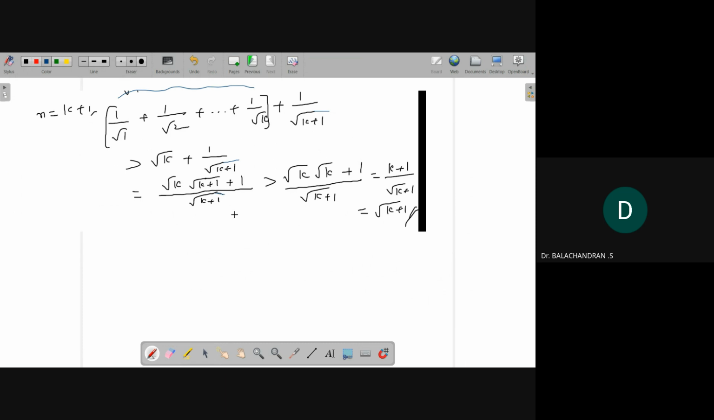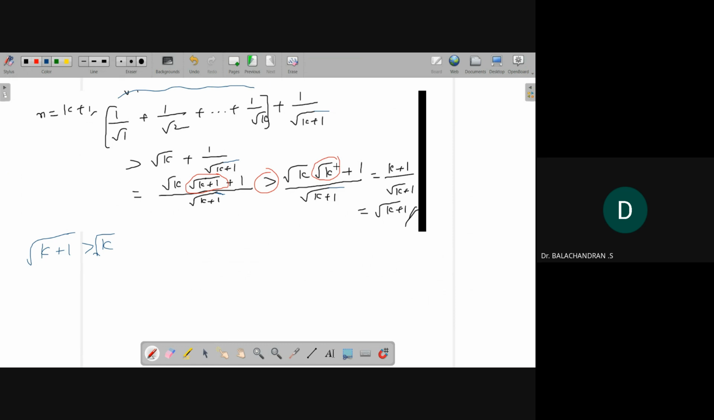Now from here to here, we know that k plus 1 is greater than k. So this implies root of k plus 1 is greater than root k. So I used that here. Root of k plus 1 is greater than root k. And then plus 1 by root of k plus 1.